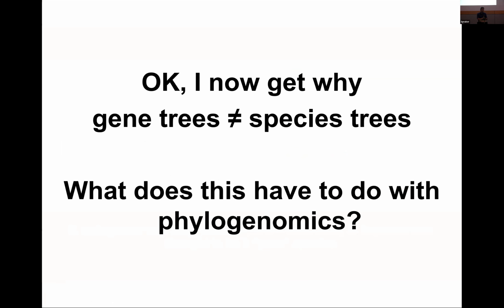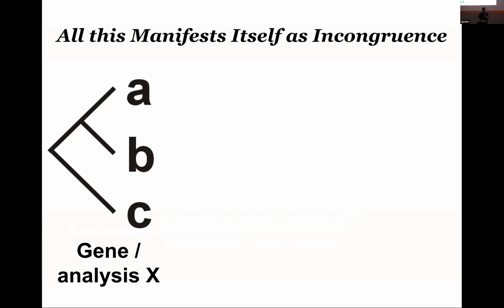At this point, you might be wondering, what does this have to do with phylogenomics and genomic amounts of data? You may have some inklings, but it basically comes down to the title of my talk: all this disagreement or differences between gene trees and species trees manifests itself as incongruence.